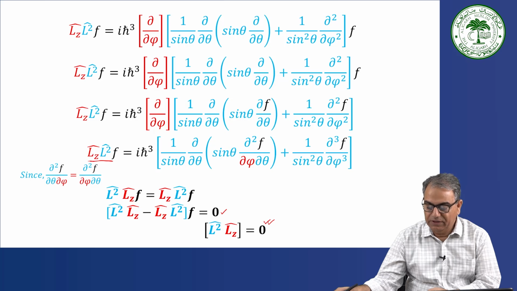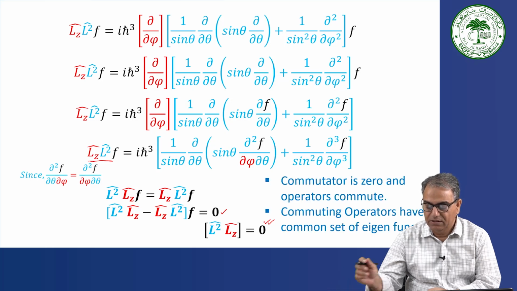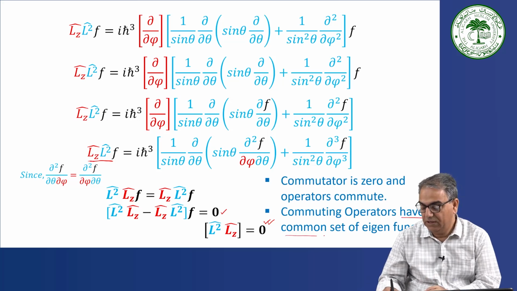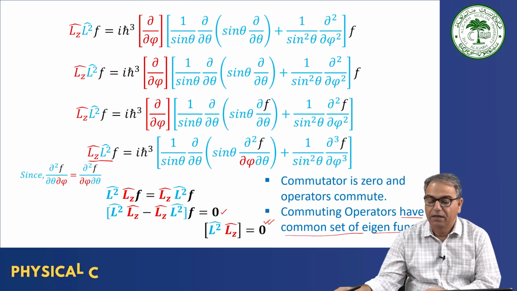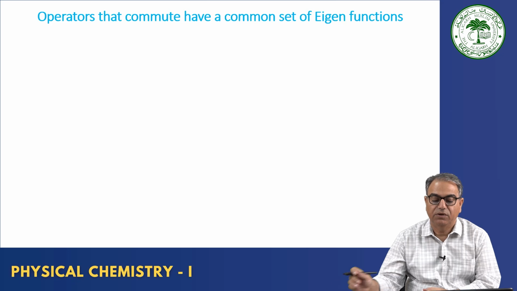Now one of the characteristics of commuting operators is that they have a common set of eigenfunctions. This is also very important to understand: when two operators are commuting, then both these commuting operators will have a common set of eigenfunctions. So let us see what it means. Operators that commute have a common set of eigenfunctions.